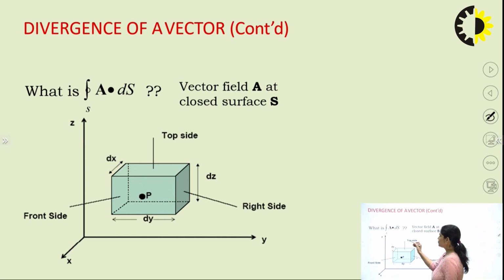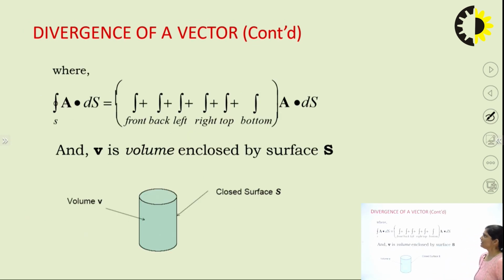Here you can see the top side. This is the front side, and here also the back side. This is the top side, so there is a bottom side. This is the right side, so consider the left side. And you are considering this point P. Now A dot ds, the closed surface integral, you have to find out.